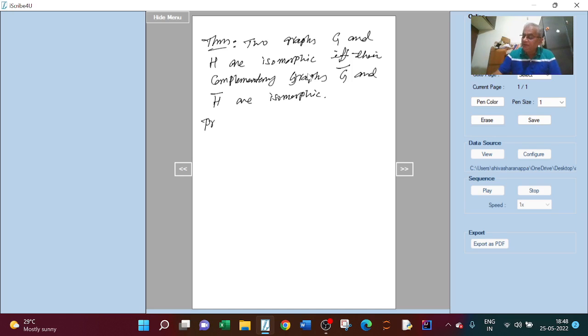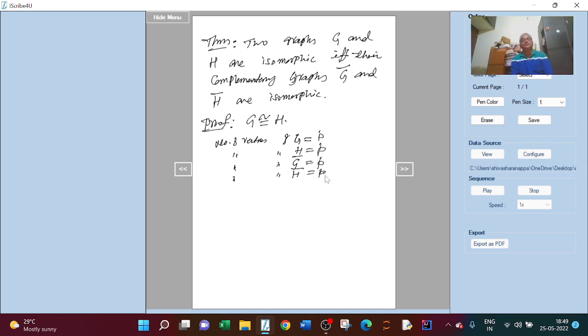So to prove this, given that G is isomorphic to H, then the number of vertices of G equals the number of vertices of H, and the number of edges of G equals the number of edges of H. Say the number of vertices of G is P. Then the number of vertices of H must be P, and the number of vertices of G bar and H bar are also P, because G bar is the complement of G and H bar is the complementary graph of H. So the number of vertices must be the same.